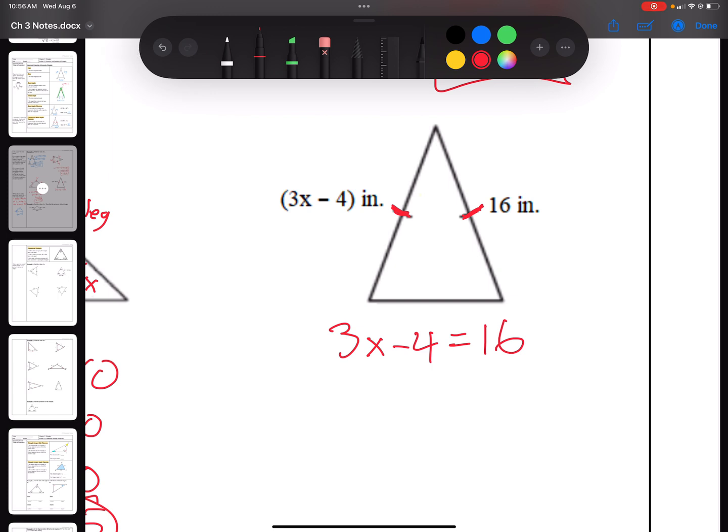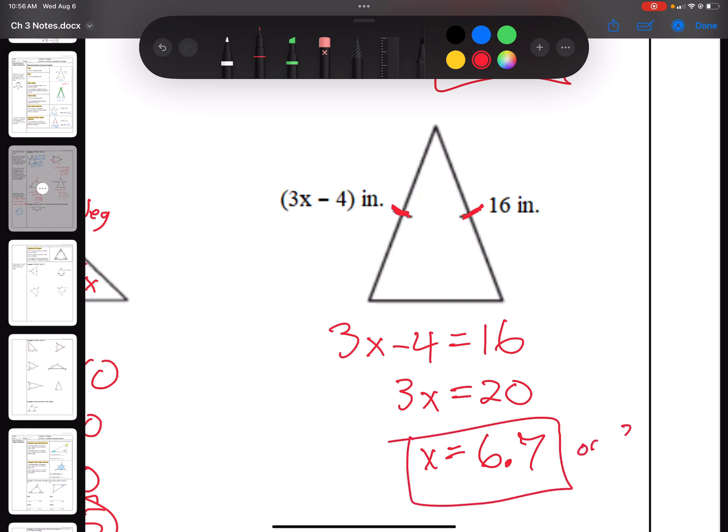So I'm going to add 4 to both sides, and I'm going to get 3x equals 20. Divide both sides by 3. You're going to get a decimal. You're going to get x equals, and we'll just round to one spot, 6.7. Now you could leave your answer as 20 over 3. That would be acceptable as well, because that's actually the exact answer without rounding.